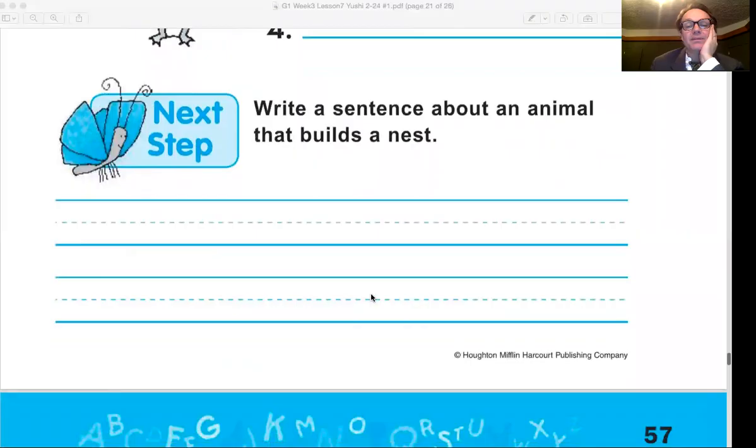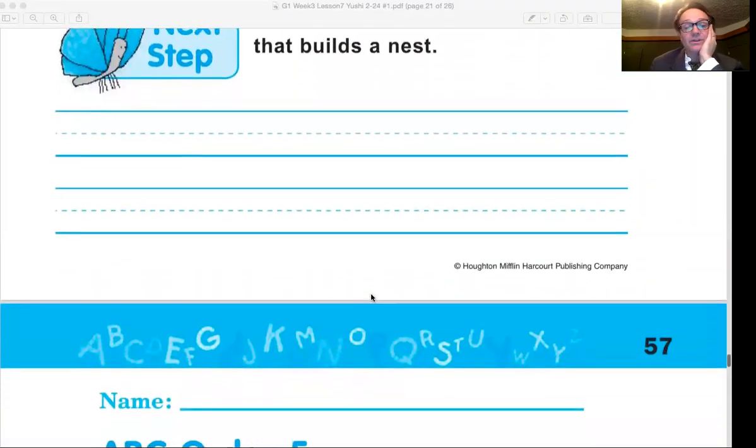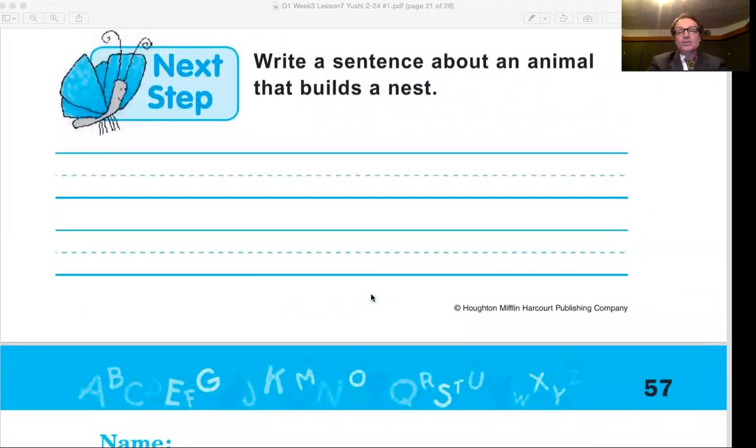Write a sentence about an animal that builds a nest. Well, now this is your job. I want you to do this, and you have to check in with whoever's helping you there. And if you're on your own, then just do it and then show it to someone later. Go ahead and stop this now, pause it, and write your sentence about an animal that builds a nest.